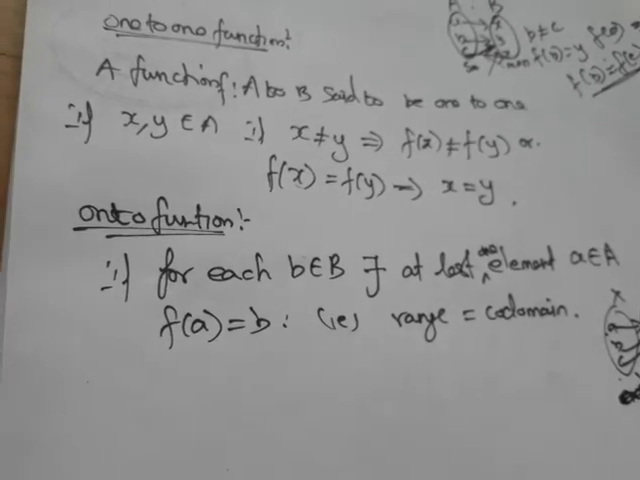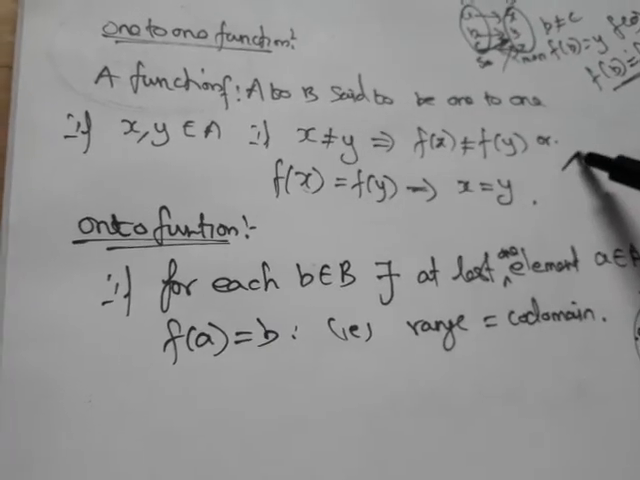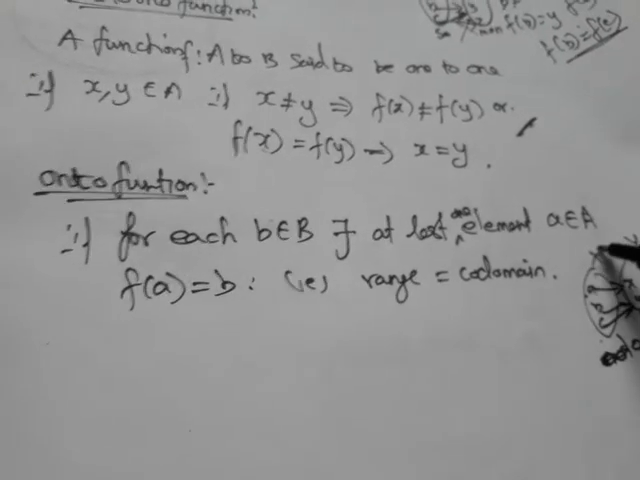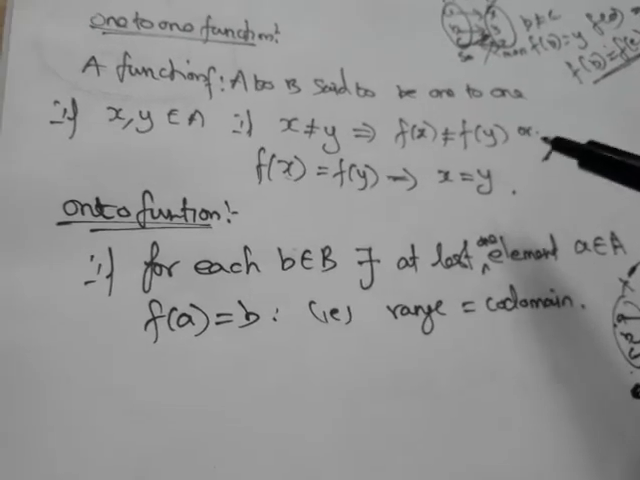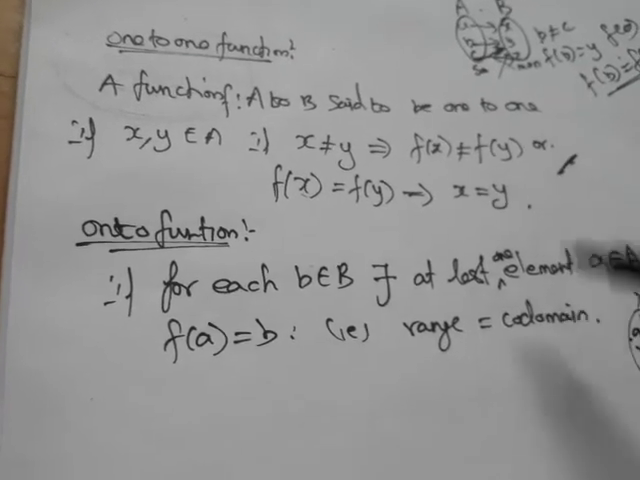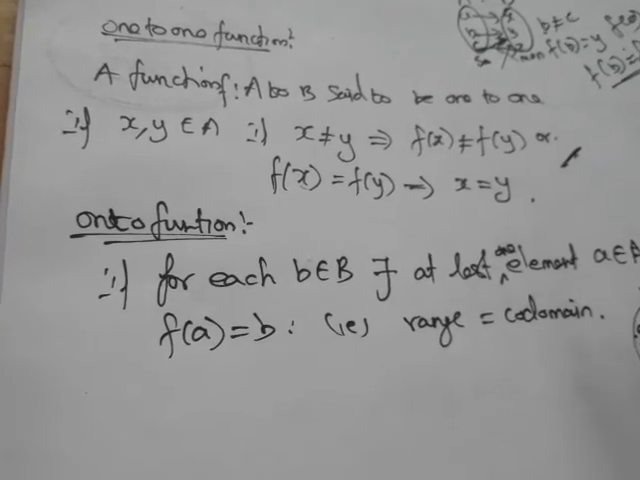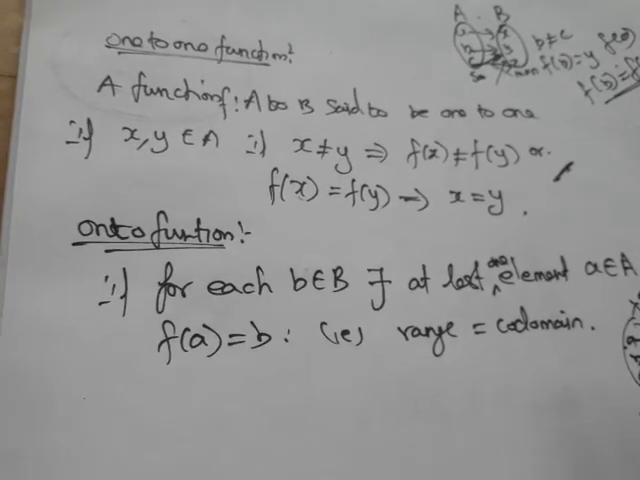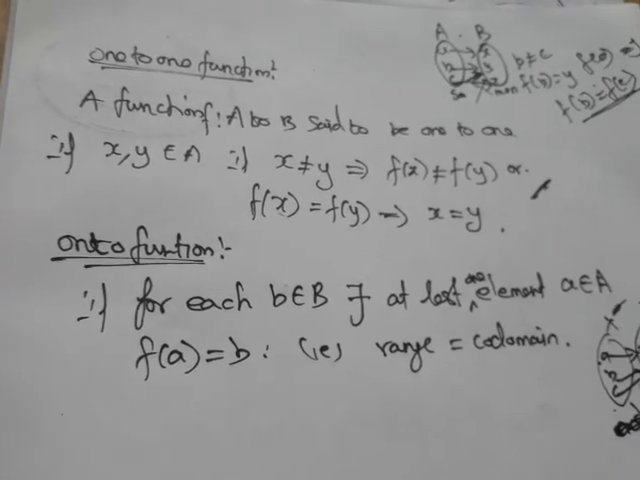See, if only one-to-one is satisfied, it is called injective. If the function satisfies only onto, it is called surjective. If the function satisfies both one-to-one and onto, we can say it is a bijective function. All of this we studied in 10th standard itself. Again, you have to underline it in your book and read carefully.